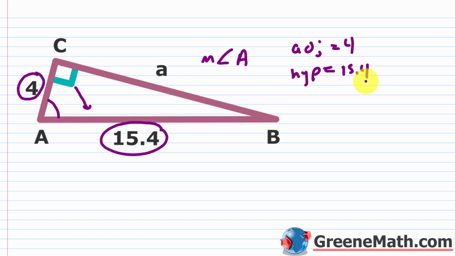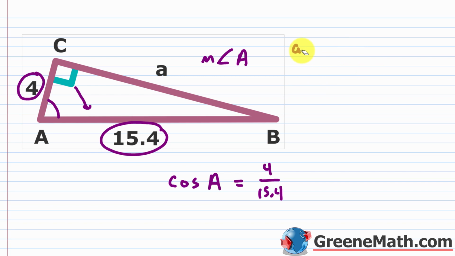This is 15.4 here. Okay, so what trigonometric ratio is the adjacent over the hypotenuse? It's cosine, right? The cosine function. So we can go ahead and say that cosine of this angle A is going to be equal to the adjacent, which is 4, over the hypotenuse, which is 15.4. Remember, we're not done here. We need to solve for A, which is our angle measure. How can we do this?